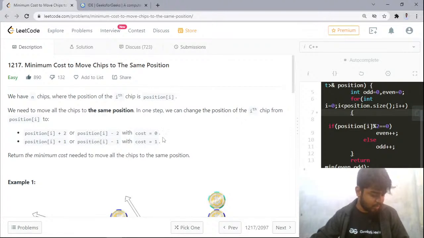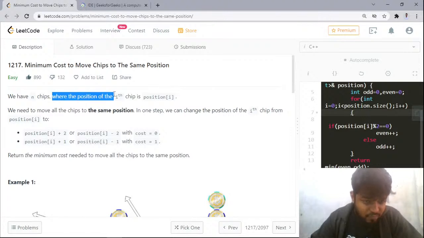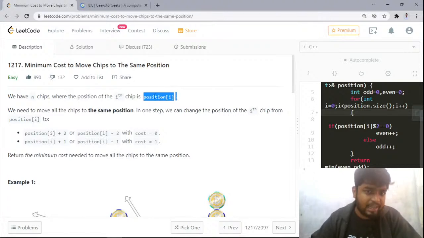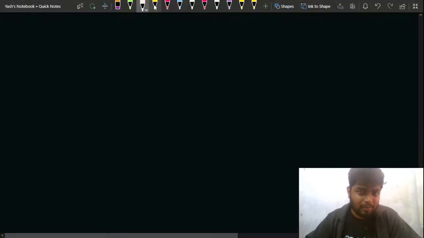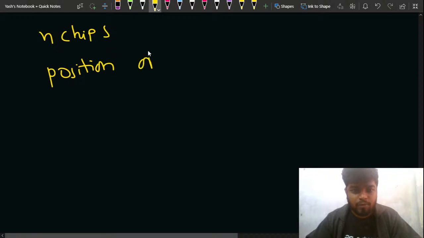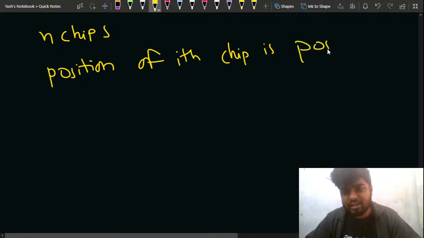Right, so let us begin ahead with the problem. The problem says that we have been given n chips, where the position of the ith chip is position I. This is important, right? Let me read it again. So you have been given n chips where position of ith chip is given in the array, that is position of I. What does this mean?